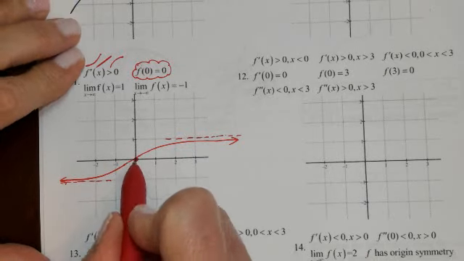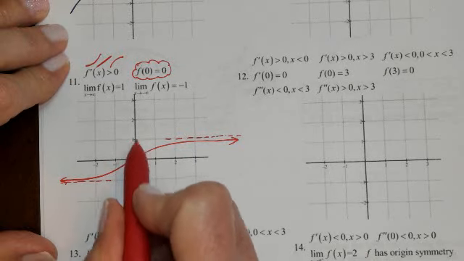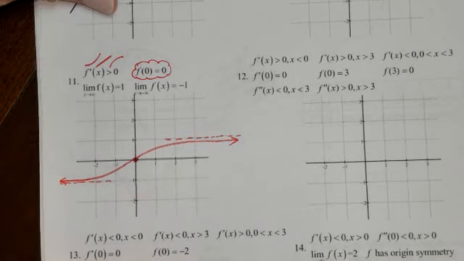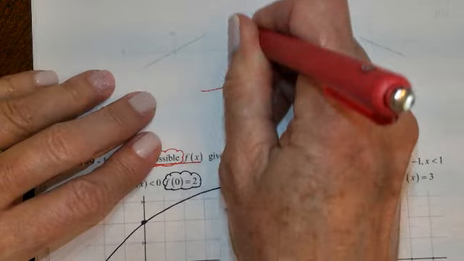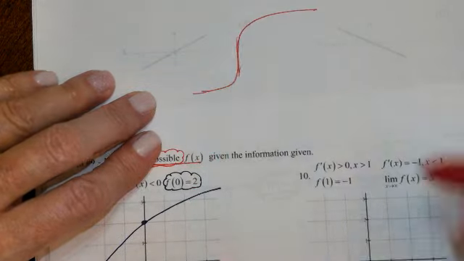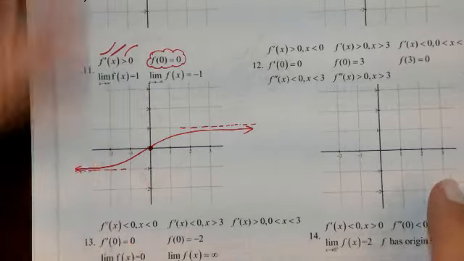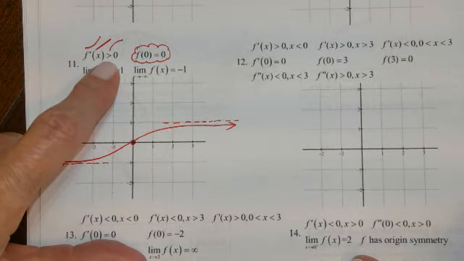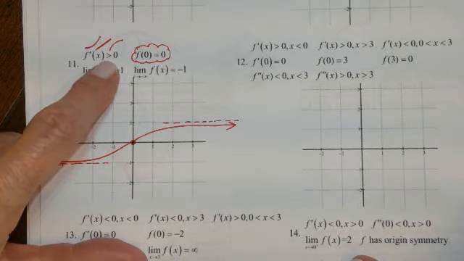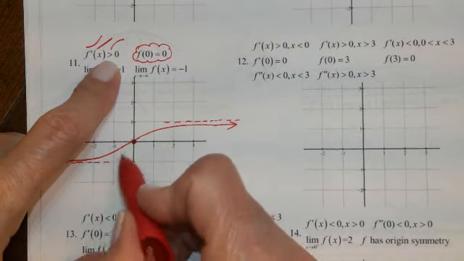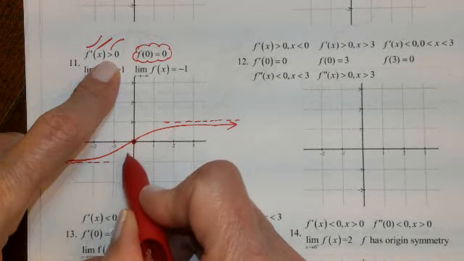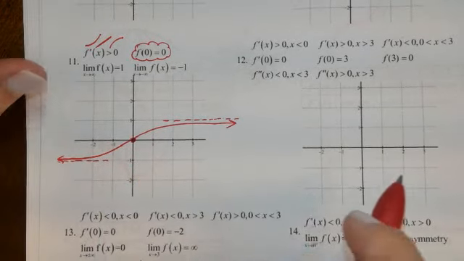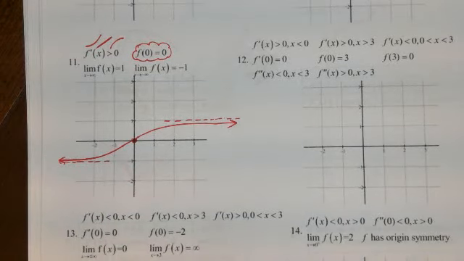Make sure you do not put a vertical tangent line here. Don't give me something like this, because that would imply a vertical tangent line. That would imply that f prime was not always positive. It would be undefined somewhere. If they said f prime was undefined at x equals 0, then yeah, that would mean a vertical tangent line here. So we would have a more curvy curve right there. Okay?